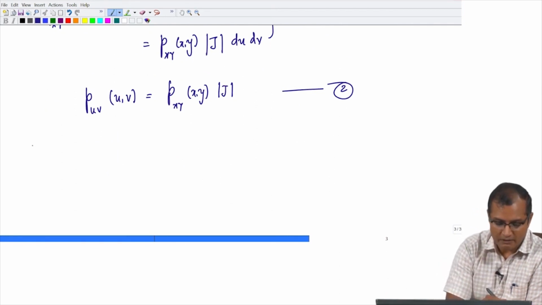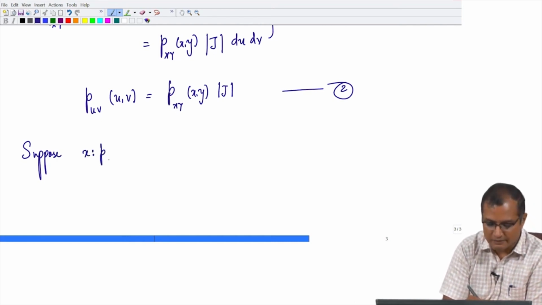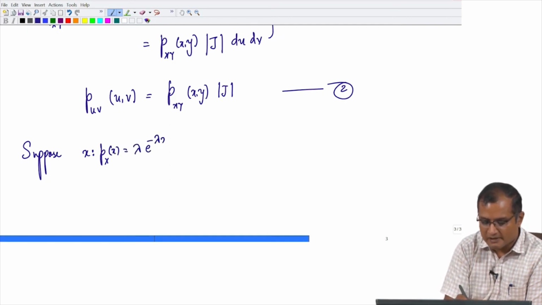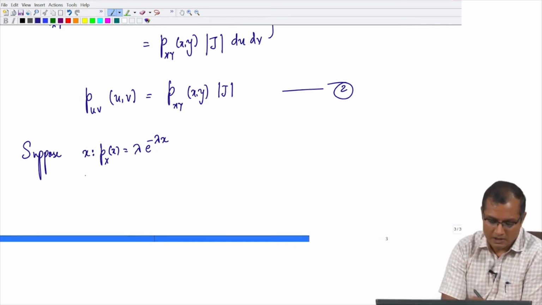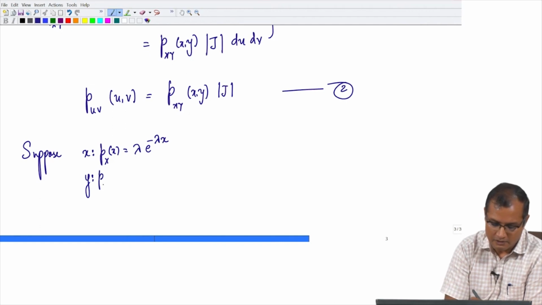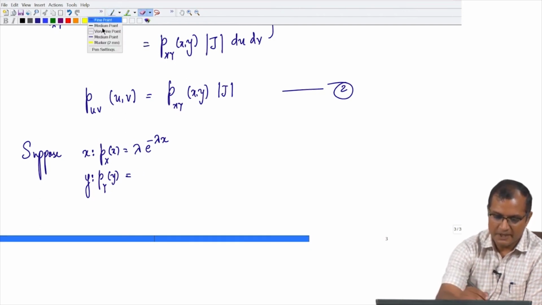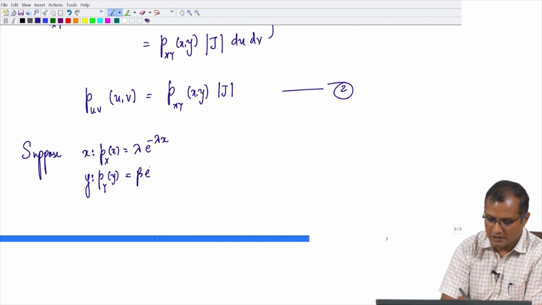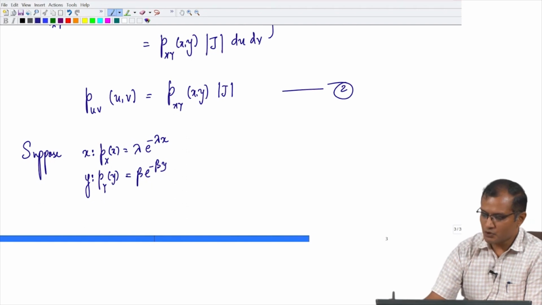So, you can take two random variables x that are distributed as some lambda into e raised to minus lambda x. Let us say that is a distribution of x, exponential distribution. Take another random variable that is distributed as some beta e raised to minus beta y, and you want to know how is the sum distributed.